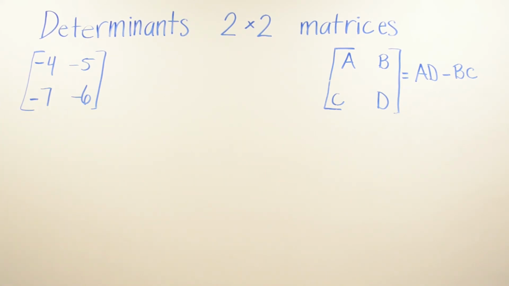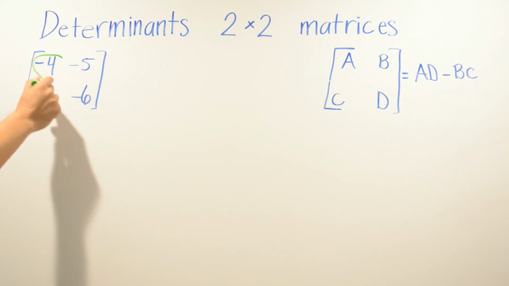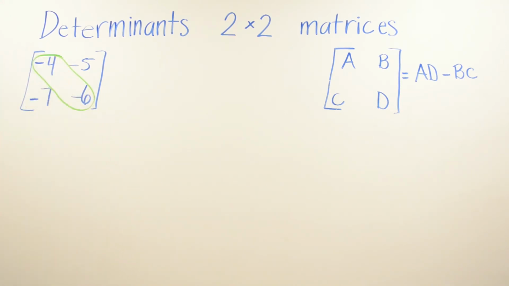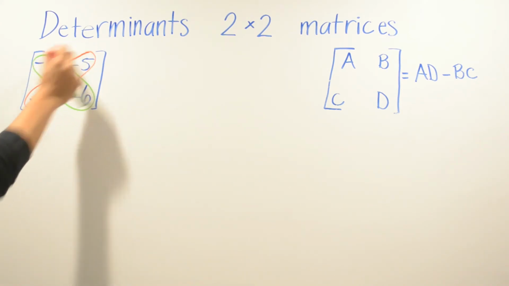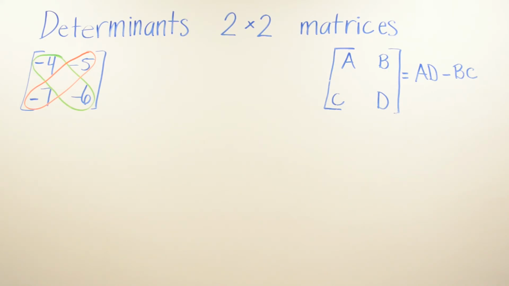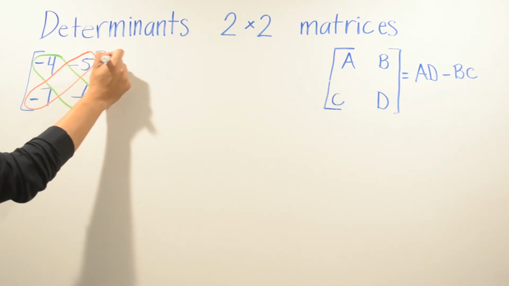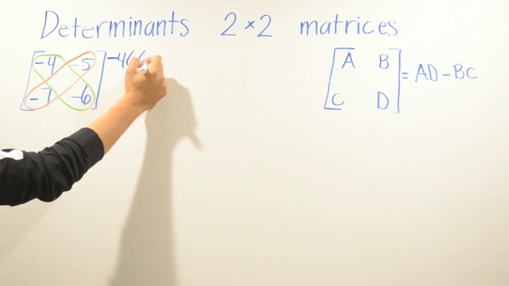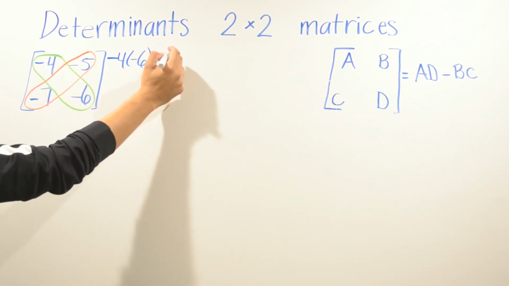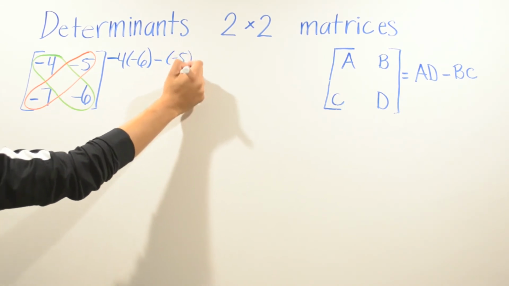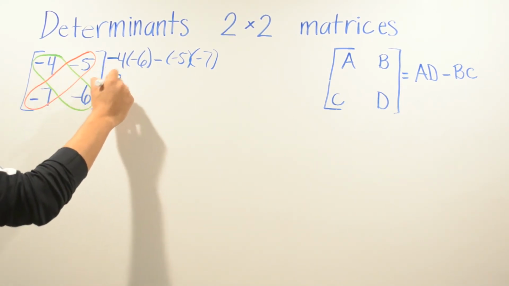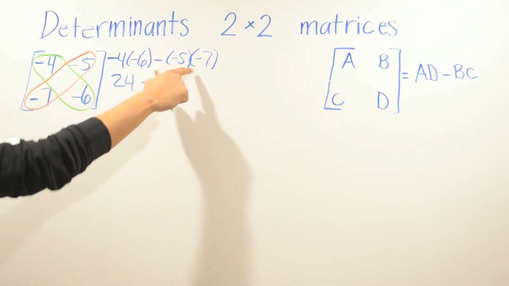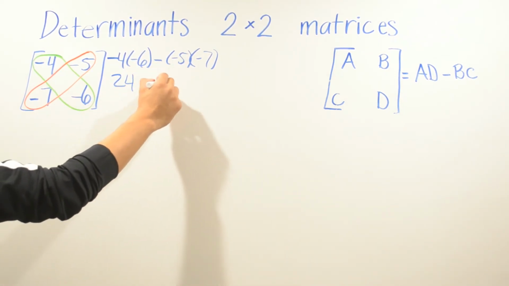In this example, we have -4, -5, -7, and -6. So once again, we're just going to cross multiply. We're going to multiply A and D. And we're going to multiply B and C, which is -5 and -7 in this problem. So we're going to solve it. We got -4 times -6 minus -5 times -7. Negative times a negative is positive, 6 times 4 is 24. Minus a negative times a positive is negative, it's going to be 35.